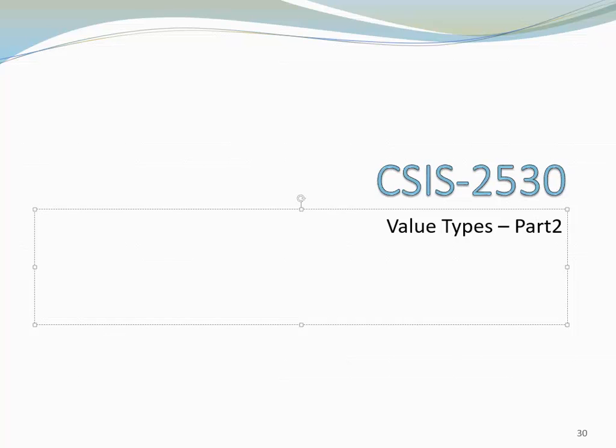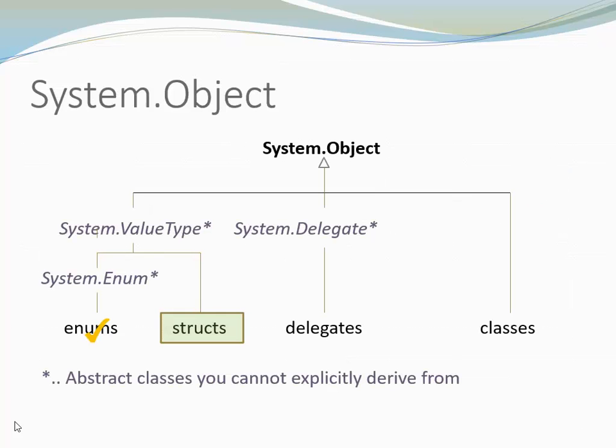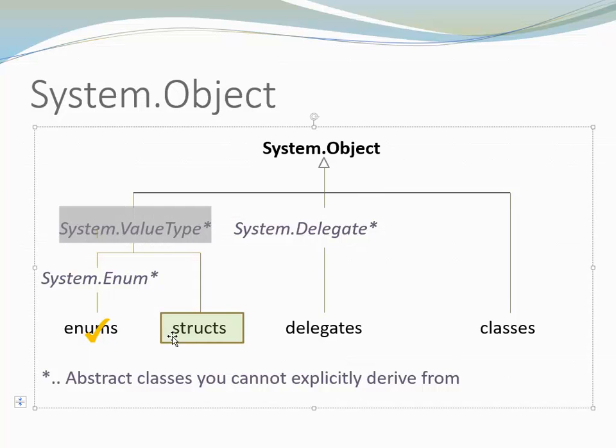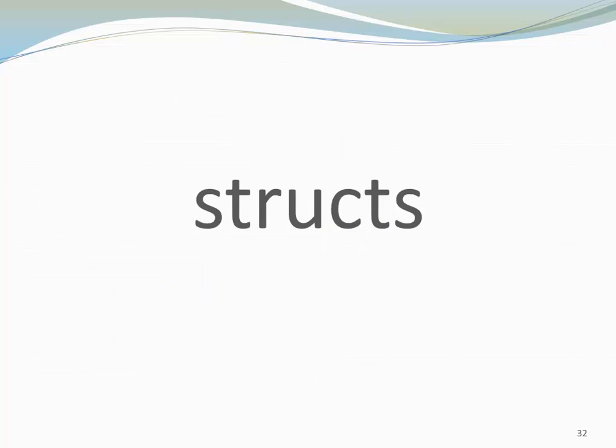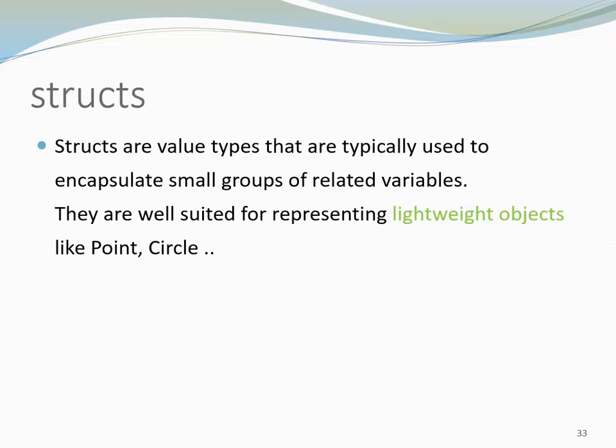Hi, this is part 2 of C# value types. So far, we talked about enums, which are value types, and now I want to talk a bit about structs. Structs are value types that are typically used to encapsulate small groups of related variables. They're well suited for representing lightweight objects like point, circle, etc.